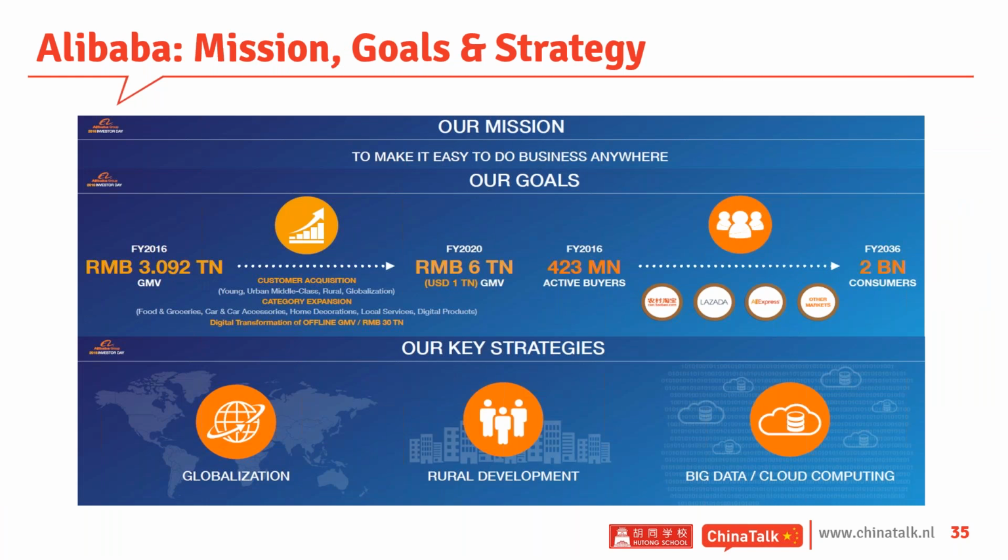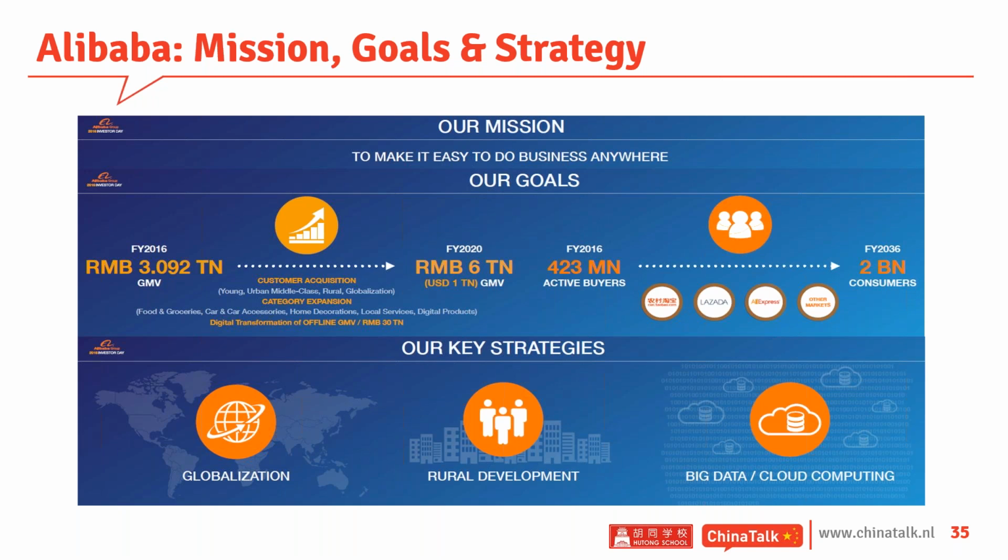What is their strategy and what is their goal? They want to make it easy to do business anywhere. And anywhere, more and more, means anywhere in the world. So in 2016, they've said that they want to grow from 3 trillion renminbi in global gross merchandise value to 6 trillion in 2020. And they also want to grow their active buyers from 423 million to 2 billion consumers worldwide in 2036. Now, the ways that they are doing that is what you see below.